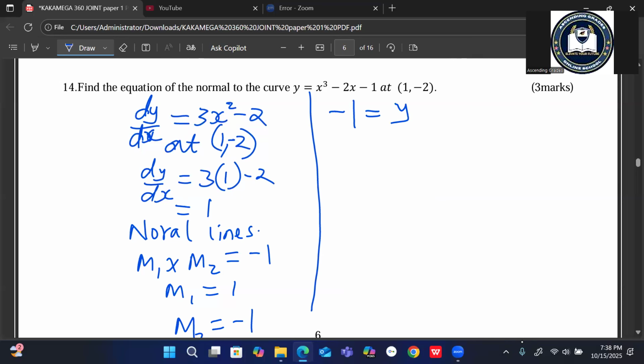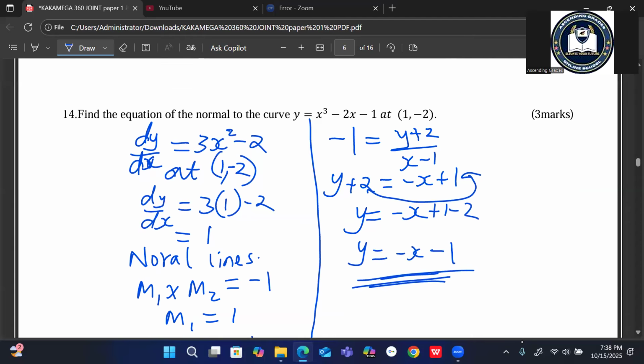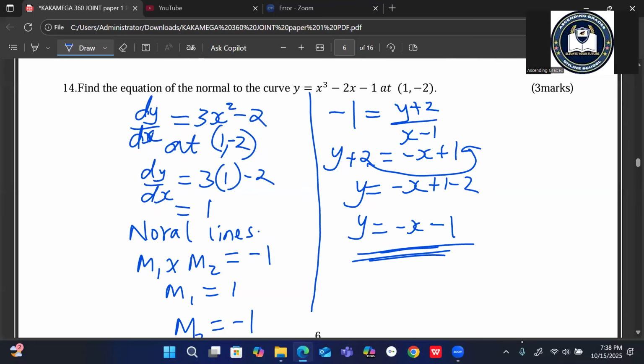So it will be y minus negative 2, so it will be plus 2, over x minus 1. So y plus 2 should be equal to negative x plus 1. We take positive 2 to the other side, and it will be plus 1 minus 2, so y is equal to negative x minus 1. So that is the equation. Find the equation of the normal to the curve y is equal to x cubed minus 2x minus 1 at 1, negative 2. So that is it.